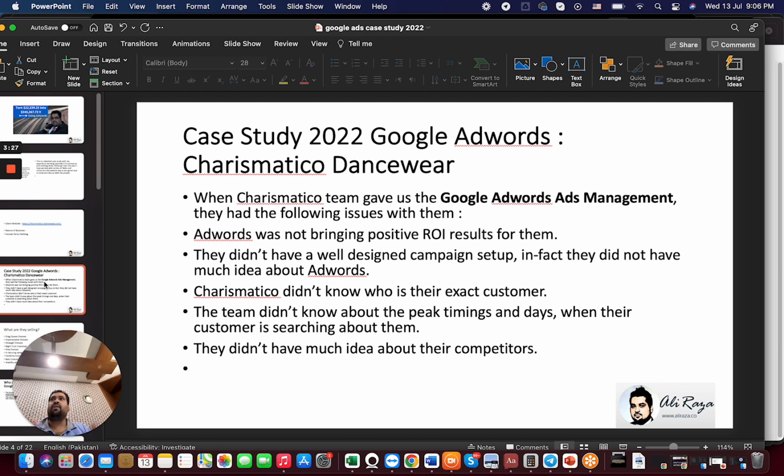They didn't have an idea of who their exact customer was, and they didn't know the peak timings and days when the campaign was working very well. They had confusion on this, so they didn't have much idea about what was working for them and what was not working for them.